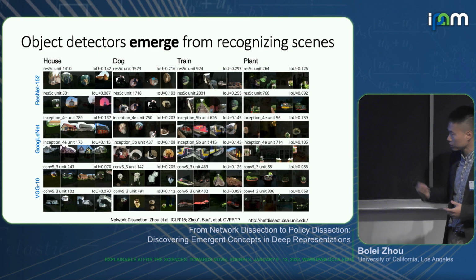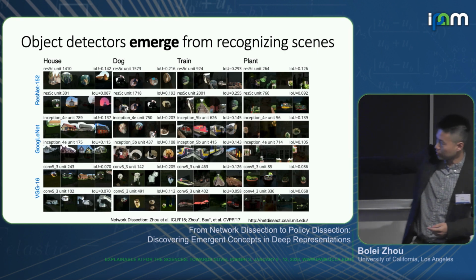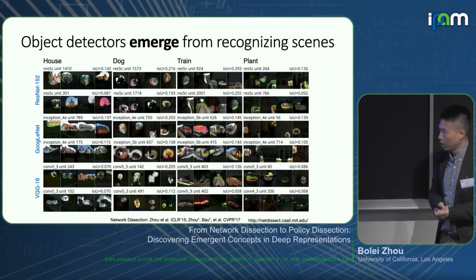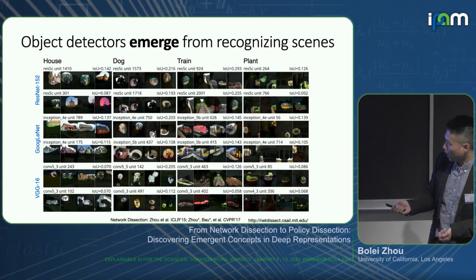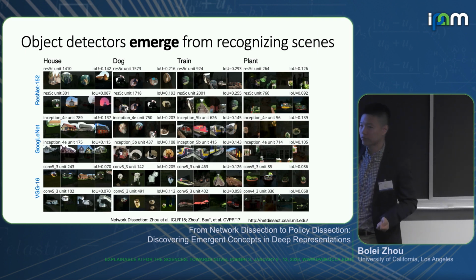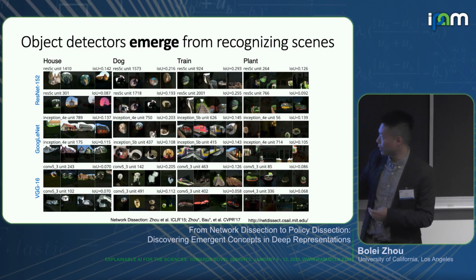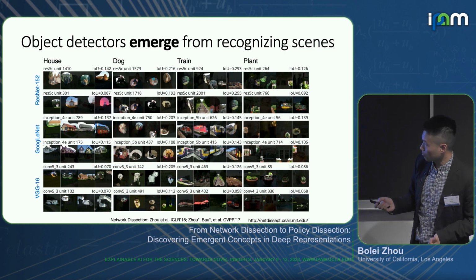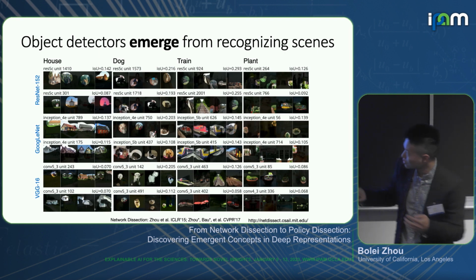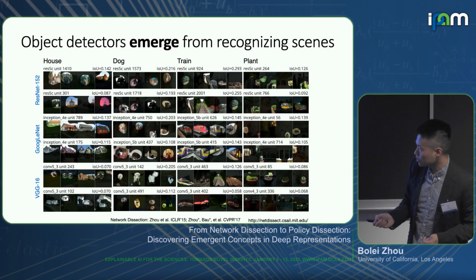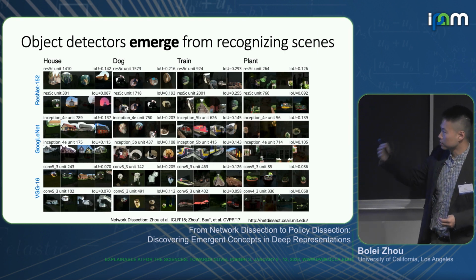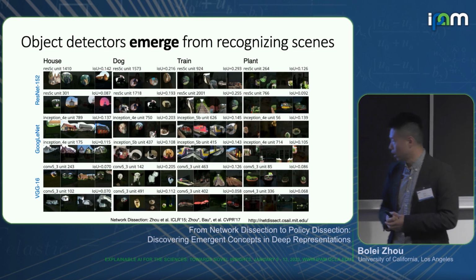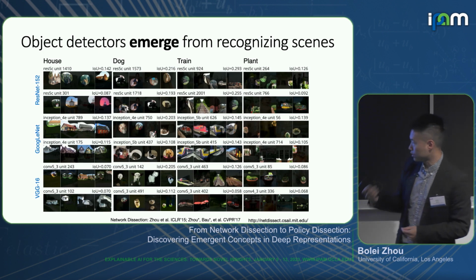So we apply this network dissection to many different architectures, such as VGG, GoogleNet, ResNet. We discover more or less many object detectors, such as a lot of different house detectors and dog detectors, train detectors, and plant. It's very interesting to see that these architectures have their own preference for the patterns, right? So for the house, ResNet likes more of a zoomed-out, European style house, and VGG likes more the parts of the house. So they have different preferences for the patterns. I guess this is related to the architecture designs, also the receptive fields of different units.